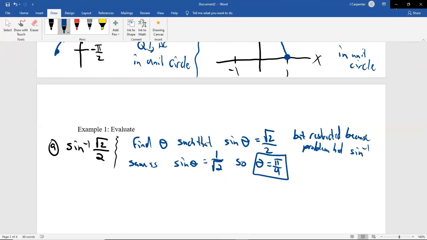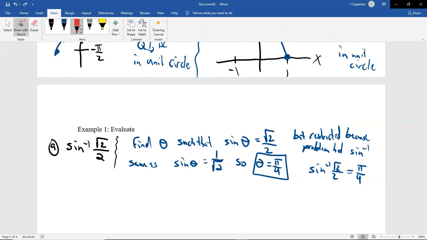If you don't believe this, the sine of pi over 4 is square root of 2 over 2. So the inverse sine of square root of 2 over 2 is equal to pi over 4. That's what we're saying. We are saying that the inverse sine of square root of 2 over 2 is equal to pi over 4. We're finding angles when the question is an inverse trig function. We're finding ratios of opposites, adjacents, and hypotenuses when the question is a sine or cosine problem.